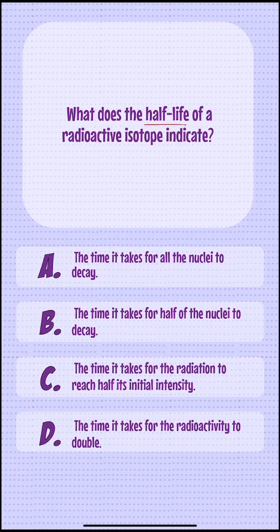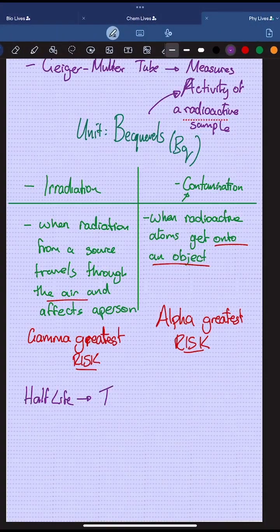It's definitely going to be one of the ones with the half in it, isn't it? A or C. Not for all of it to decay, not for it to double. And it's this word intensity that makes this incorrect. The definition of half-life, we can write down in our notes. The time taken for the number of undecayed nuclei to half.